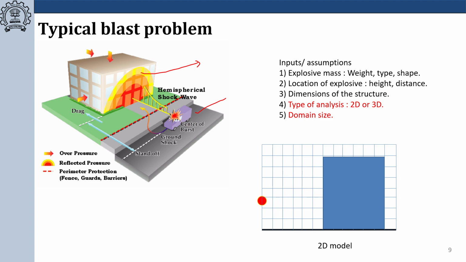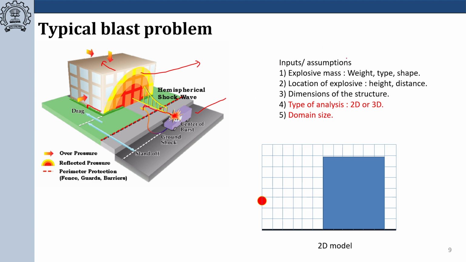Yeah, so when the shock propagates in this direction, this is the incident pressure, and when it hits the structure, this is the reflected pressure that is applied onto the structure. From the sides the shock travels along the sides, and the pressure on these sides will be the drag pressure. So this is a typical problem statement you encounter in general situations, such as a terrorist attack.